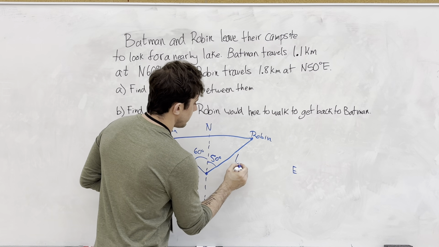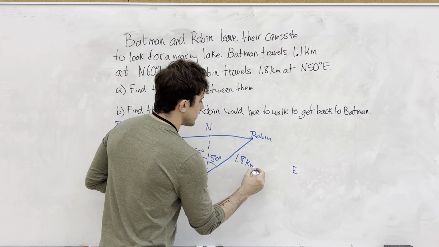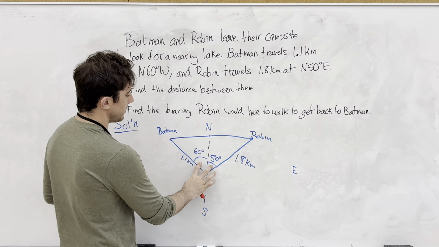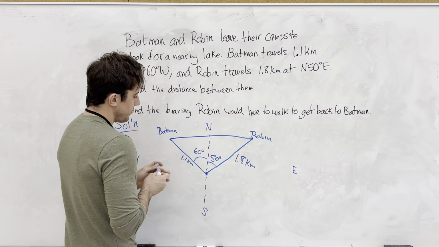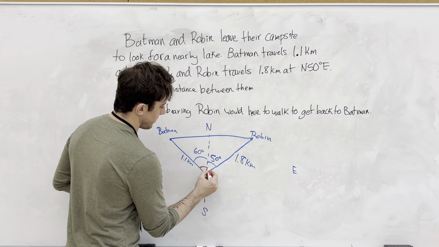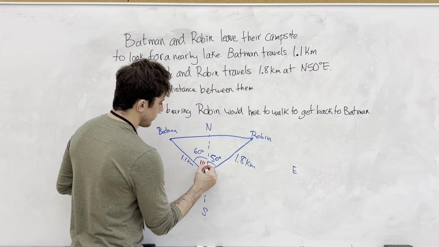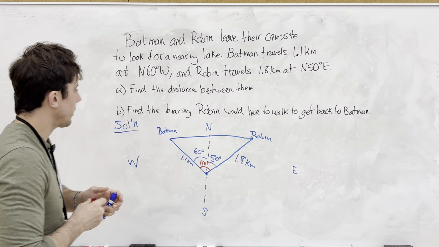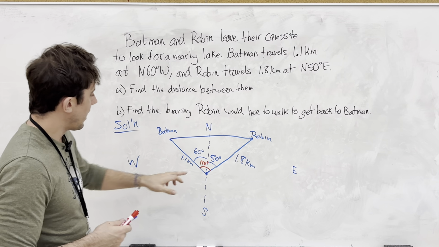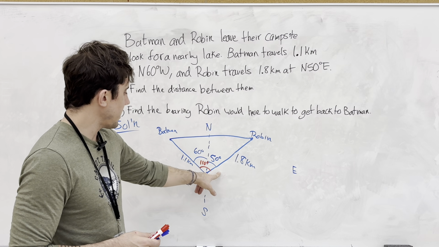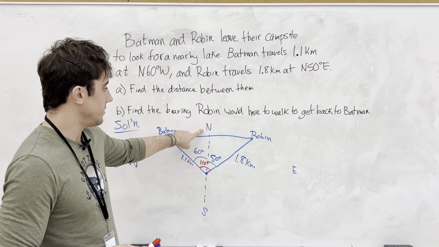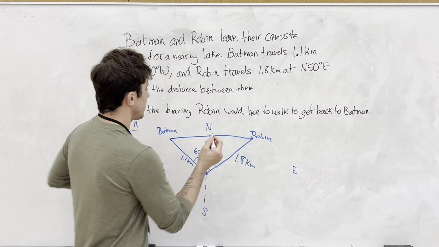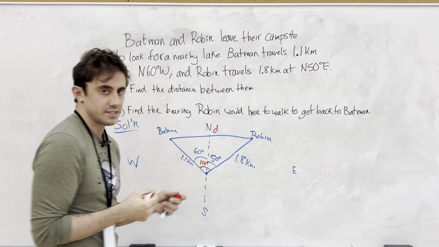We also know that this side length is 1.8 kilometers. So we have an angle here of 60 plus 50, meaning the entire interior angle of the triangle is 110 degrees, meaning an obtuse triangle. So where can we go from there? Well, we have two side lengths and the angle in between. So to get the third side length that is opposite from the angle, we can use our trusted cosine law. Let's label this side D for distance.